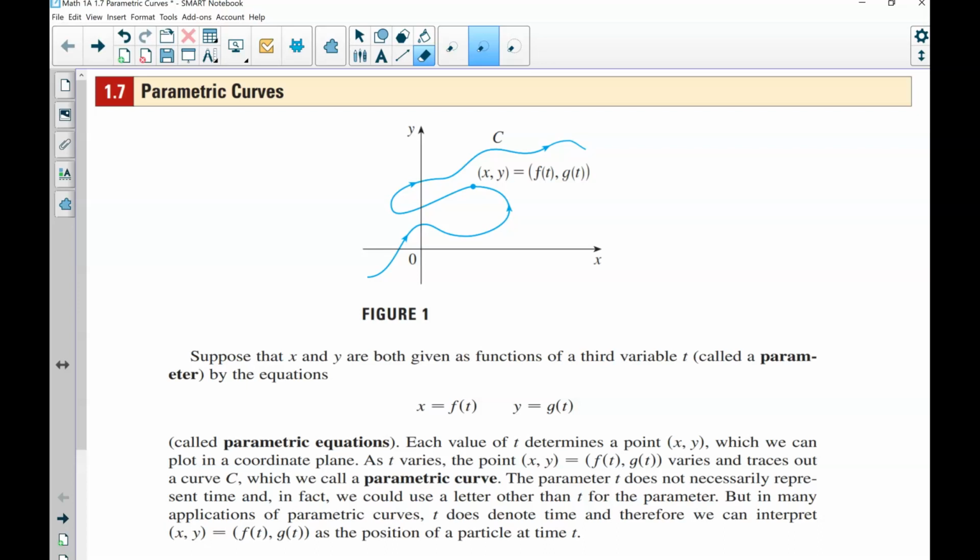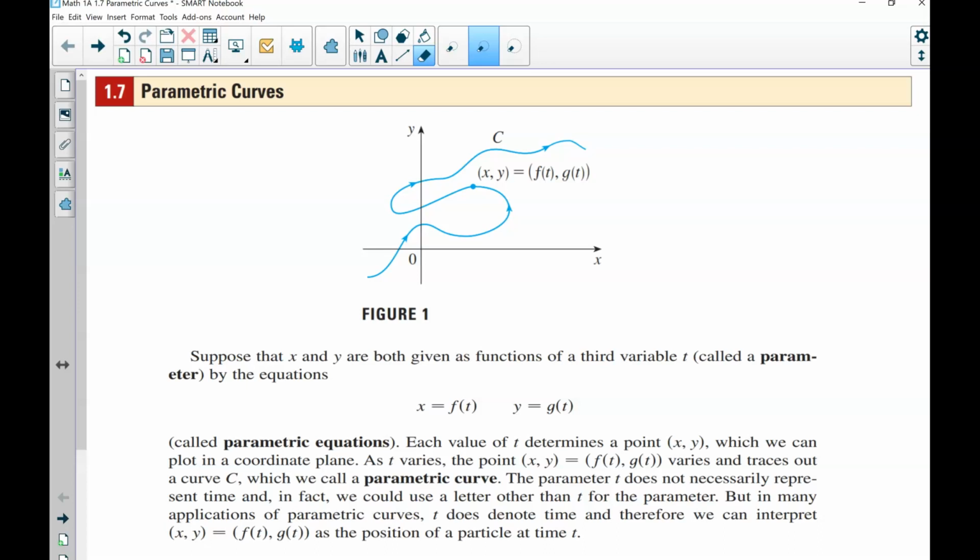Now, such a pair of equations is often a convenient way of describing a curve and gives rise to the following definition. Suppose that x and y are both given as functions of a third variable t, which we call a parameter, by the following equations. x is equal to f of t, y is equal to g of t. And we call them parametric equations.